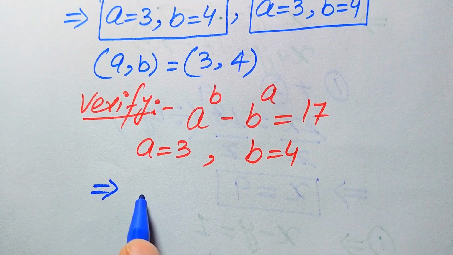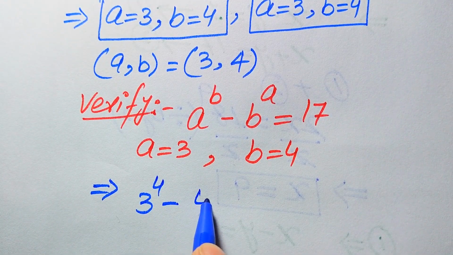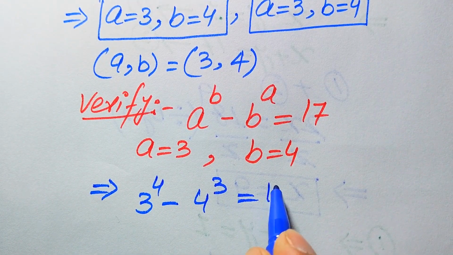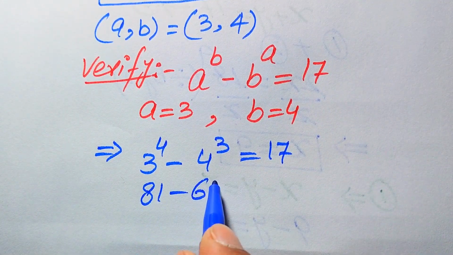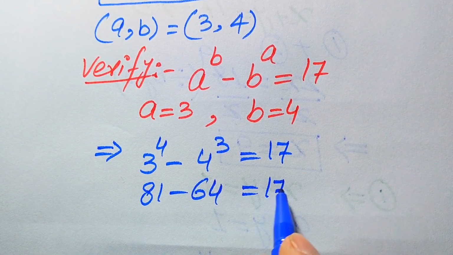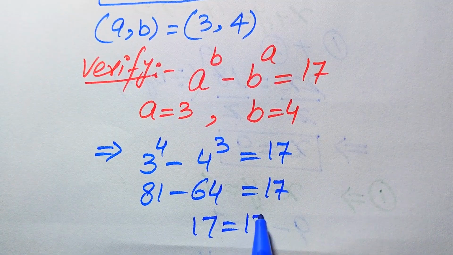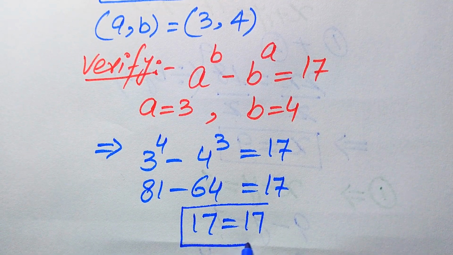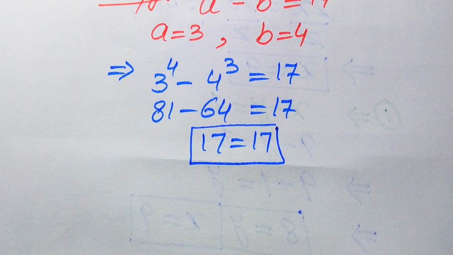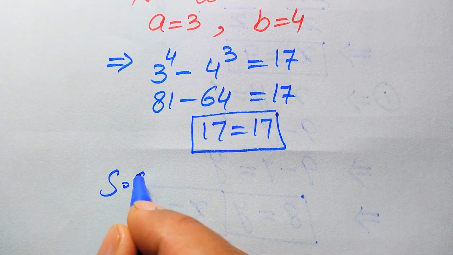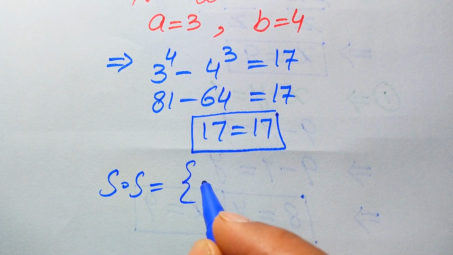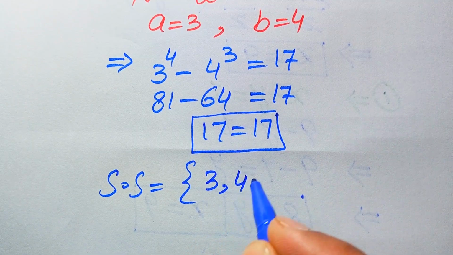When we put it here, it becomes 3 to the power of 4 minus 4 to the power of 3 is equal to 17, and we obtain 81 minus 64 equals 17, and we get 17 is equal to 17. This shows that both of the sides are equal. It means that the values of a and b satisfy our given question statement. And finally, we have the solution set of this problem as 3 and 4.